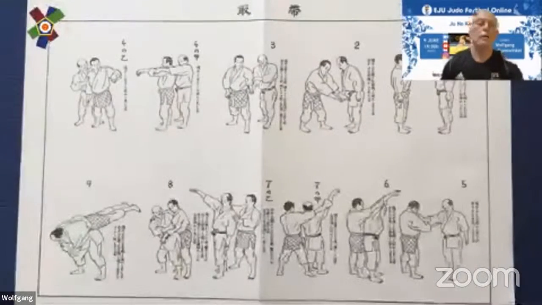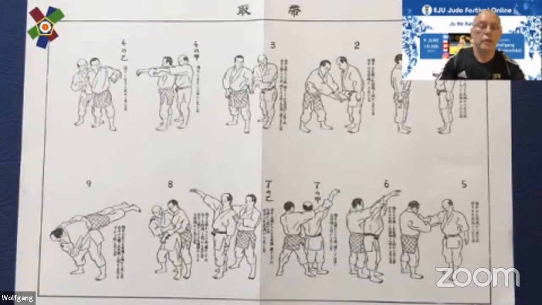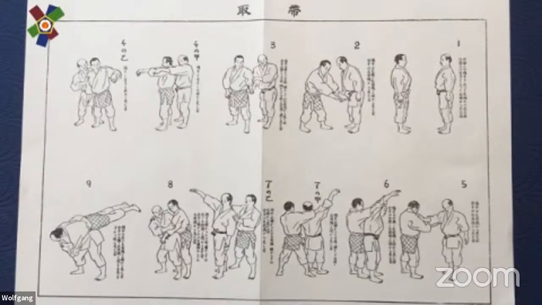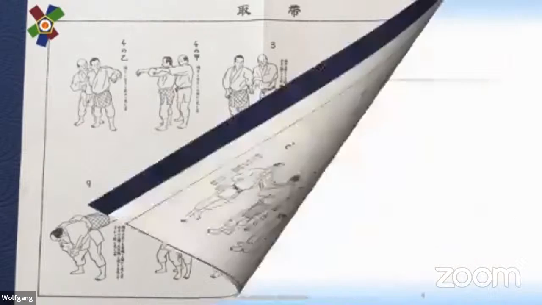So here's a picture of one of the details. These are drawings about 100 years old, and these illustrations were added in an old judo magazine. They showed and explained how to do Judo Kata. This is Obitori, one of the techniques of Judo Kata.